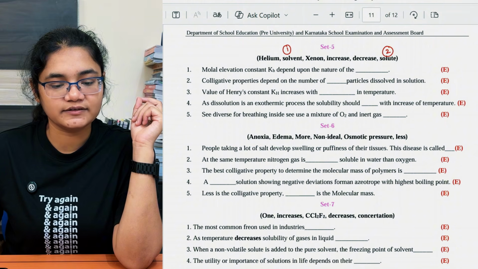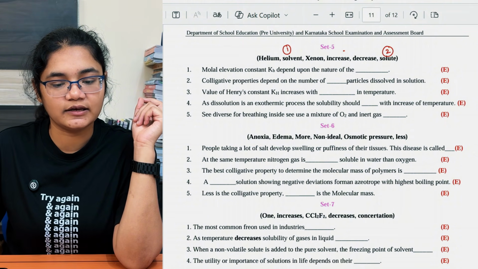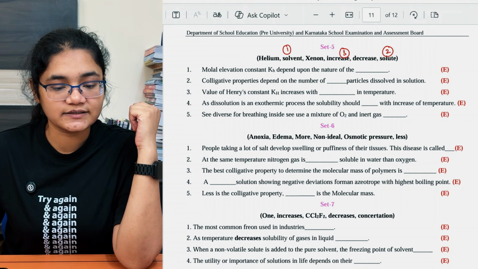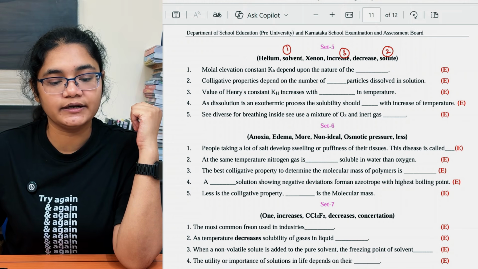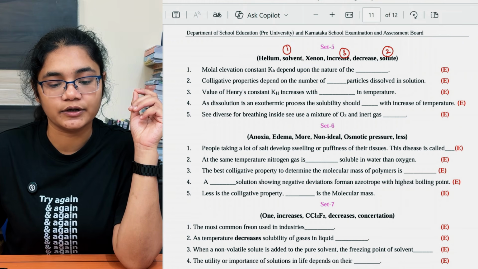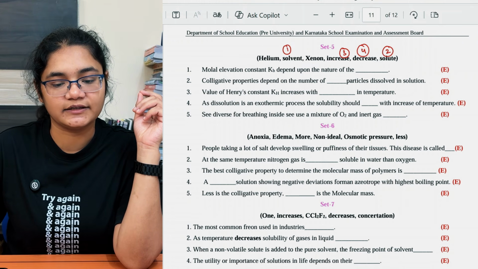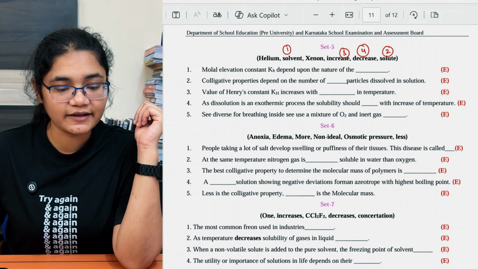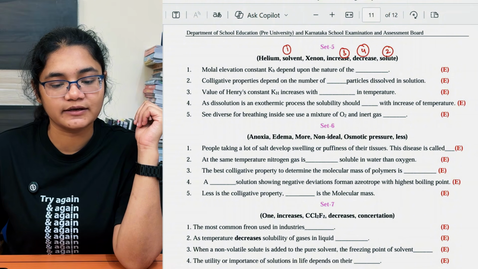Next, the value of Henry's constant Kh increases with the increase in temperature. Okay, Kh is a function of temperature. As dissolution is an exothermic process, the solubility should decrease with the increase in temperature. Okay, exothermic process, that's why. Sea divers for breathing inside use a mixture of oxygen and helium gas.